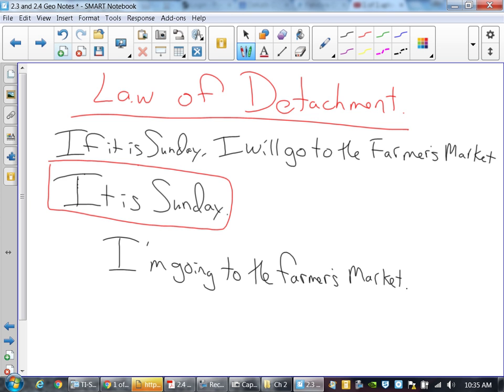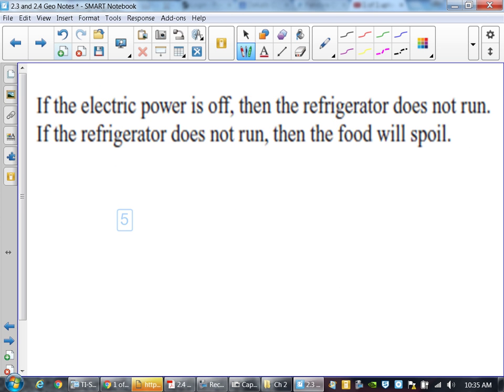Let me show you a couple examples here real quick. If the electrical power is off, then the refrigerator does not run. If the refrigerator does not run, the food will spoil. What are you going to say in the end? The electrical power is off. The food will spoil. Good. Was that syllogism or detachment? Syllogism. Now, remember, the reason that it's syllogism is that, notice, this part is basically repeated.